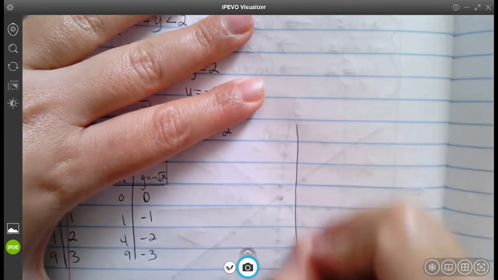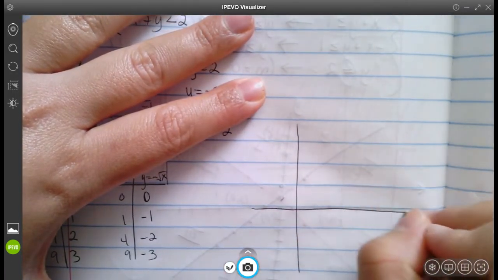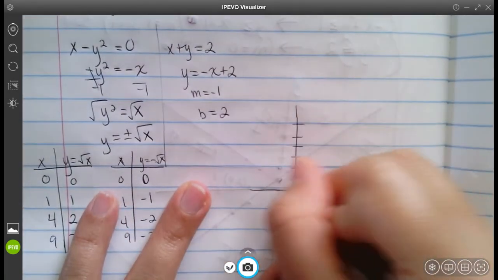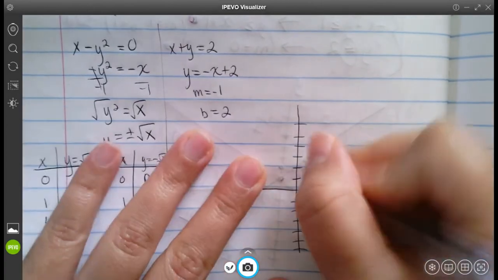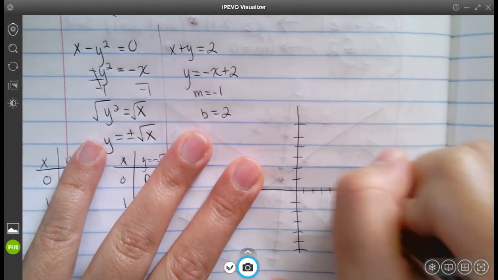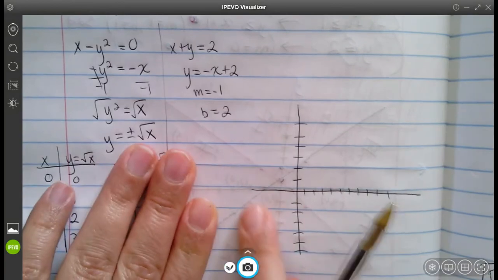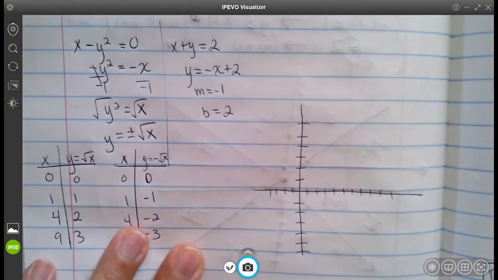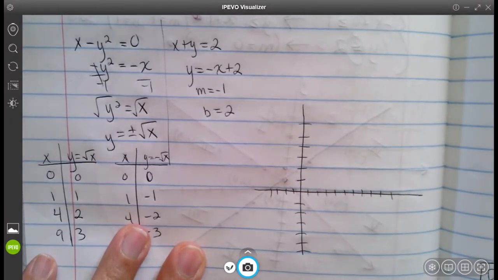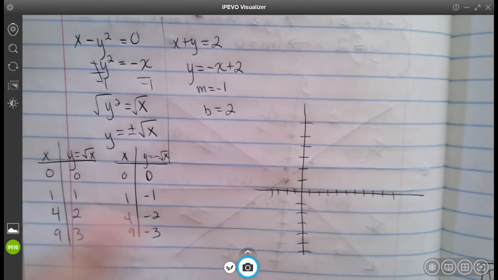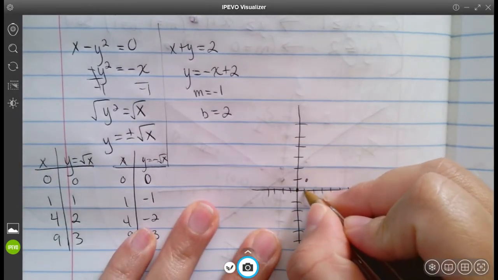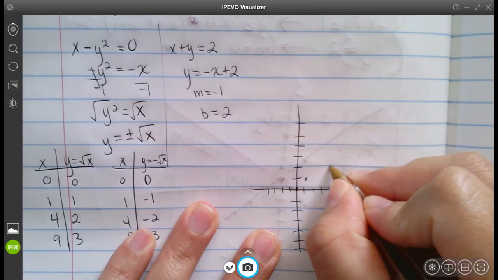So let's go ahead and draw this graph. Okay, let's put it right here. And I'm going to go ahead and do 1, 2, 3, 4, 5, 6 on this axis and 1 through 10 on the other. I'm not going to worry about this side because, well, I guess I can put a few, 1, 2, 3, 4. But you'll see why in just a bit. Let's graph these ones first. So 0, 0, 1, 1, and then 4, 2.